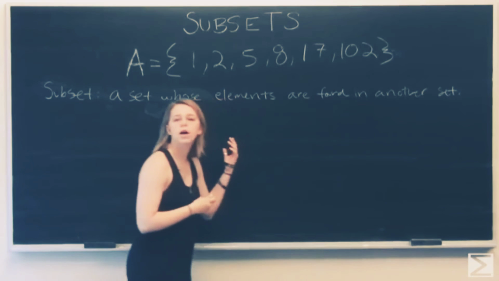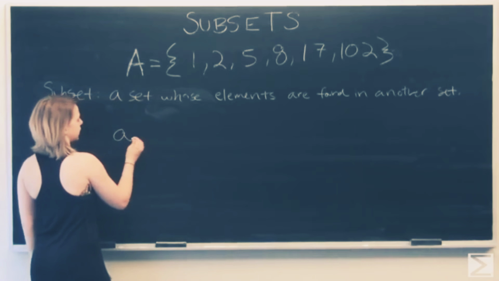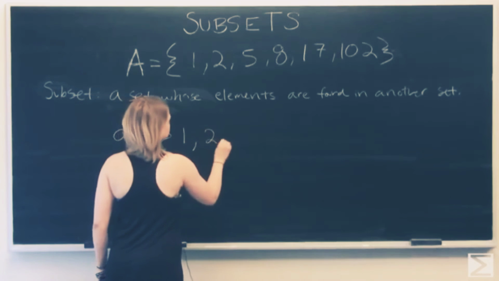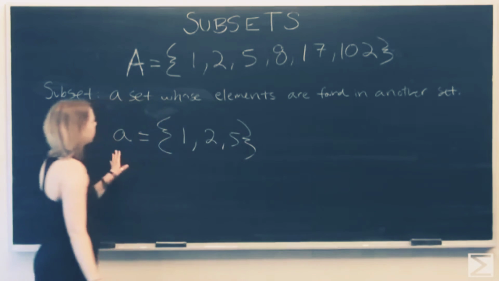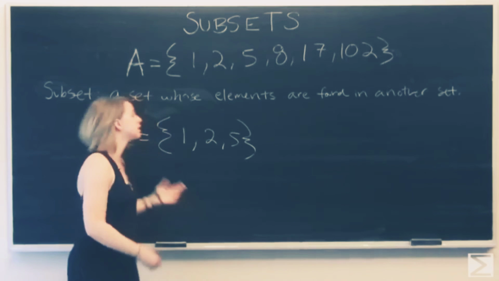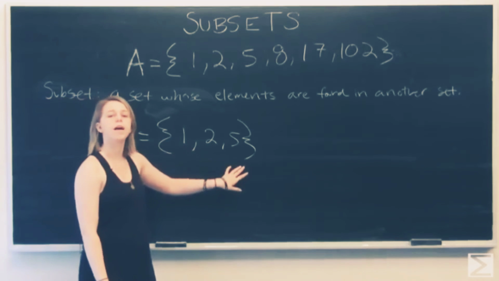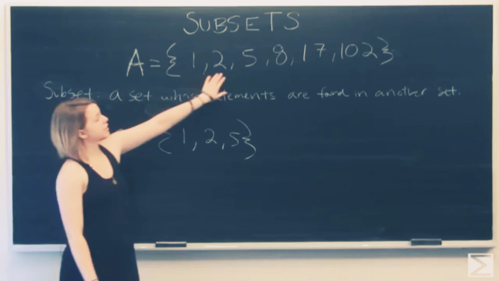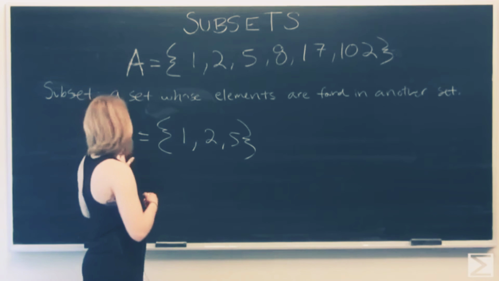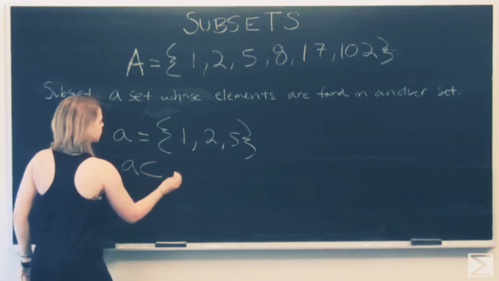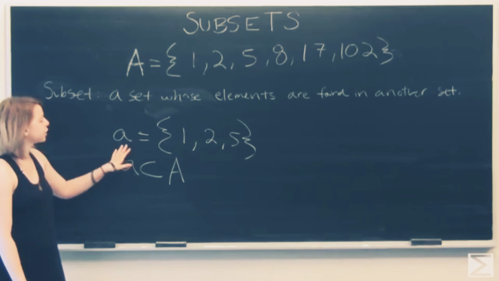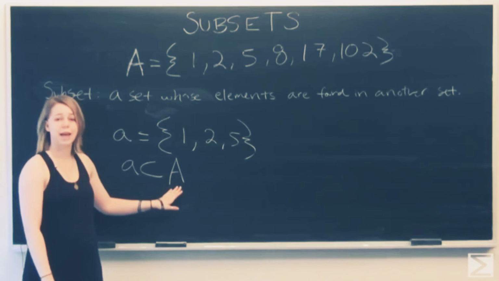So, for example, let's look at a subset lowercase a. We'll set this equal to 1, 2, 5. And so our definition is that the elements of a subset can be found in a different set. And so we've got elements 1, 2, and 5 in set lowercase a. And each of these can be found in our defined capital A set. So this is a subset of A. So this set is a subset of capital A.